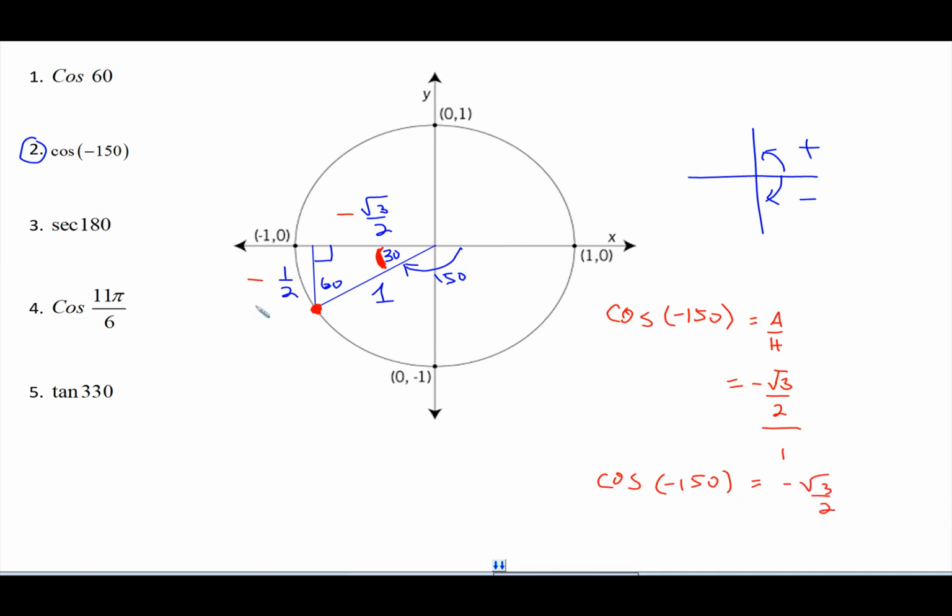And like I said before, what are the coordinates of this point? You move to the left on the x-axis, how much? Negative rad 3 over 2. And you're going down negative 1/2. And notice, cosine is represented by the x value. So look at our x value at the coordinate: it's negative rad 3 over 2. So let's take a look at number 3 next.